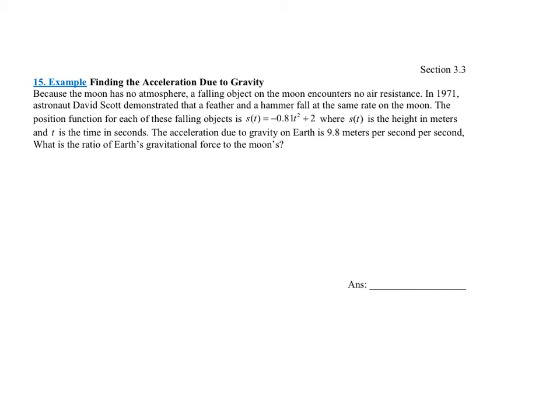The acceleration due to gravity on Earth is 9.8 meters per second squared. What is the ratio of Earth's gravitational force to the moon's? So to do this, let's find the acceleration on the moon. So we know again that our original function, the position function, is negative 0.81 t squared plus 2.